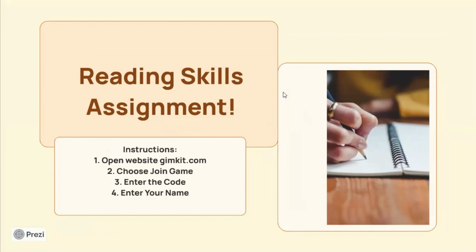So next is reading skill assignments. Miss wants the students to open the website gamekit.com, and then you can choose join game, enter the code, and enter your name. Okay, so next Miss will explain how to make a GameKit step by step.